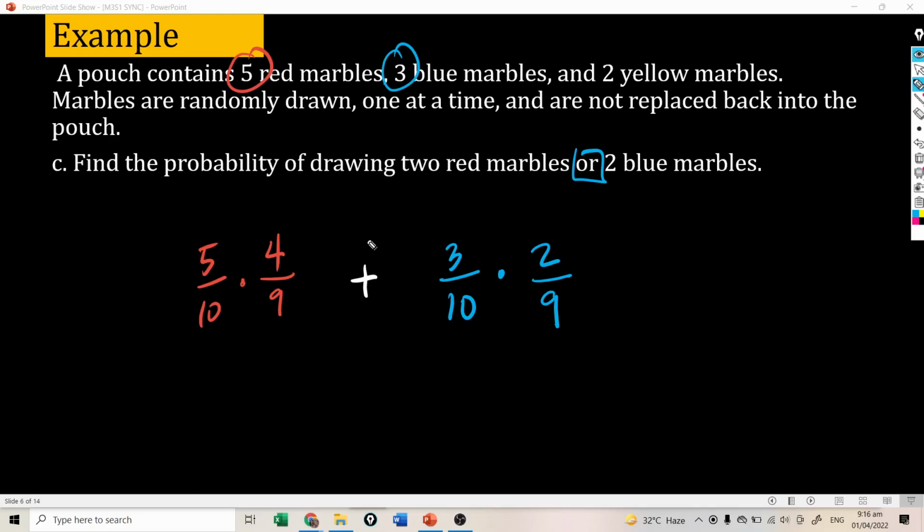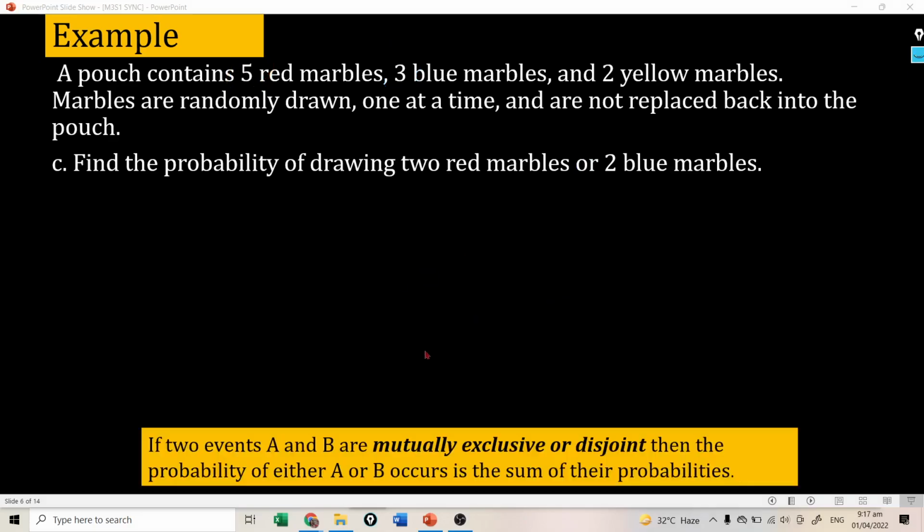Now, again, I leave the simplification to you. This is your answer, 5/10 times 4/9 plus 3/10 times 2/9. Now, this is a really important kind of event. Itong pagdraw ng 2 red marbles and 2 blue marbles, such events are described to be mutually exclusive or disjoint. Hindi sila pwede mangyari na sabay. You cannot draw a marble that's both red and blue simultaneously. Hindi pwede. Such events are called mutually exclusive events.